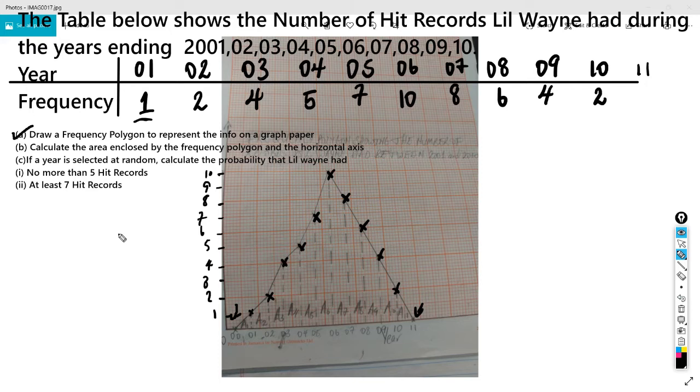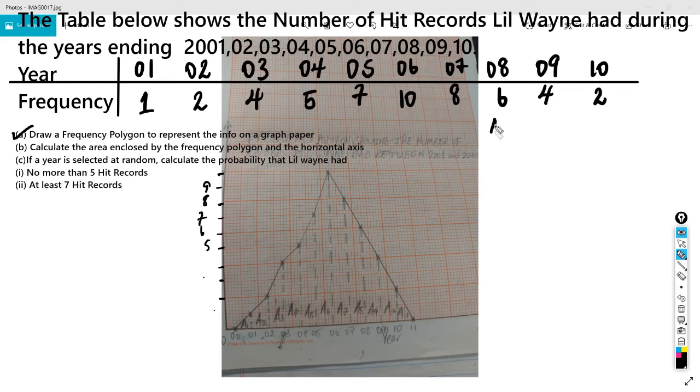So now, after we finish doing all of this frequency polygon stuff, we pretty much have the areas in order to find the graph, right? And that's pretty much what we want. It says calculate the area enclosed by the frequency polygon and the horizontal axis. So now this is the difficult part, guys. Well, it would be a little difficult if you've never seen it before.